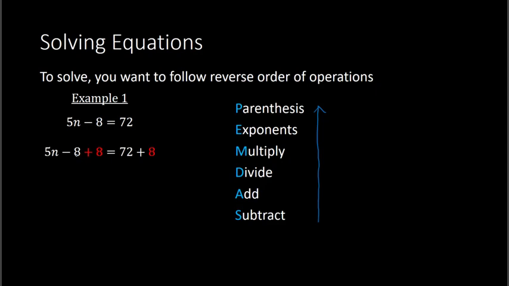The negative 8 plus 8 on the left side will cancel out. That gives me 0, so I have 5n plus 0, or 5n. On the right side, I have 72 plus 8, which would be 80. So now from here, I can get rid of the 5. This is 5 times n, so to get rid of the 5, I do the opposite of multiplying, which would be dividing. So I divide both sides by 5. On the left side, the 5's would cancel. I'm left with n on the left, and then 80 over 5, which is 16 on the right.